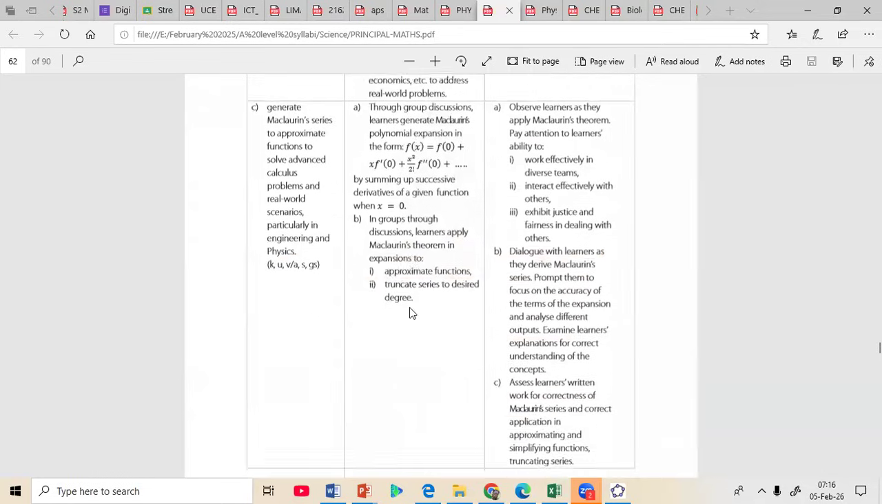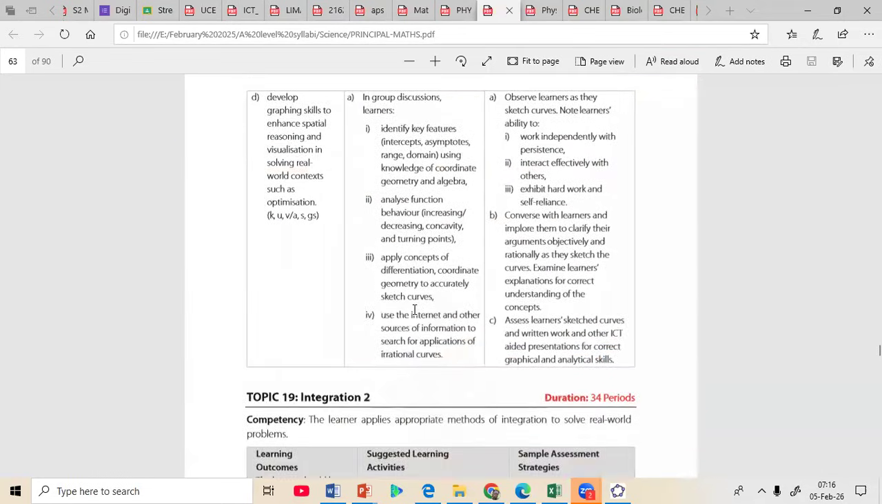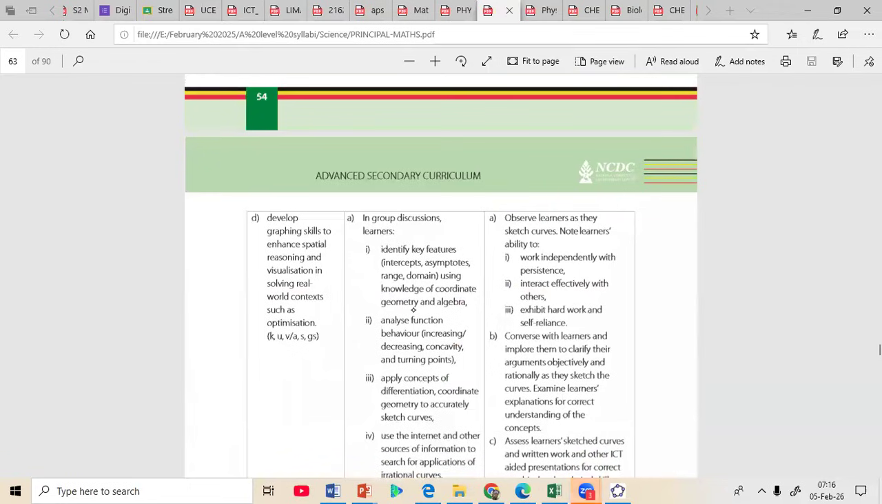We looked at the Maclaurin's theorem series, and now we are here. So what are we remaining with? We have covered the intercepts, we looked at asymptotes, and we have looked at range and domain, both geometrically and algebraically. Now we have looked at the concept of increasing, decreasing, concavity, and turning points. What is remaining is differentiation and sketching of the curves.